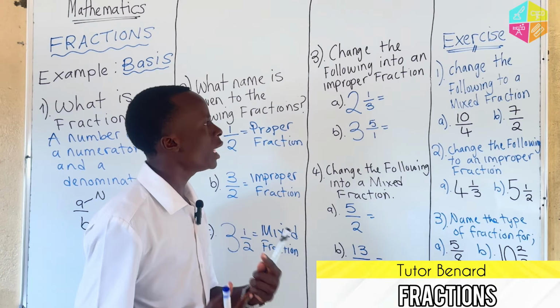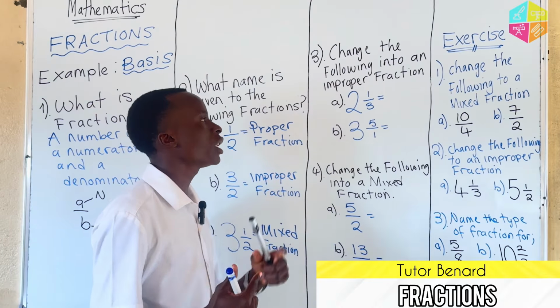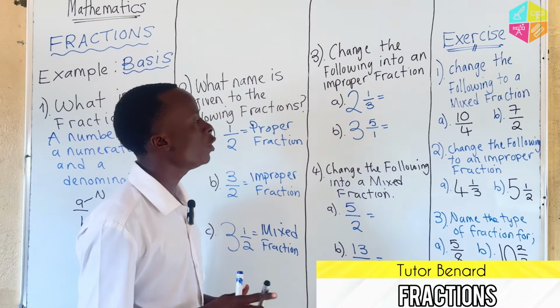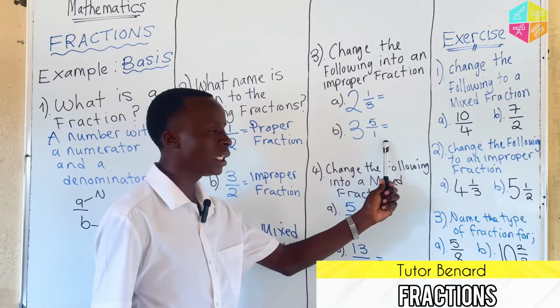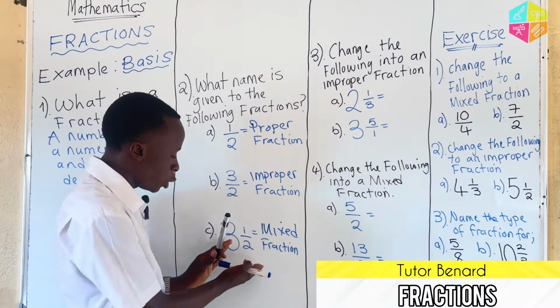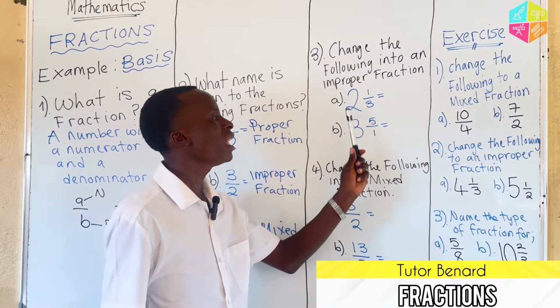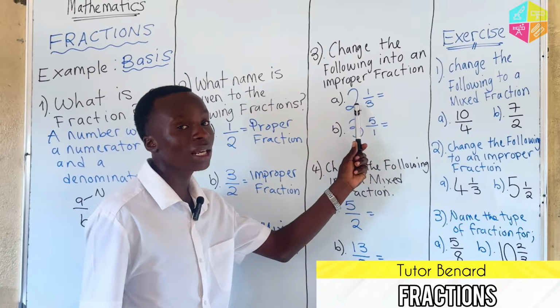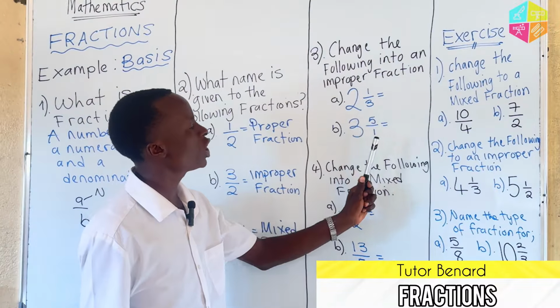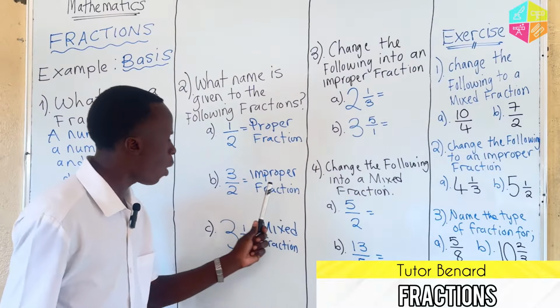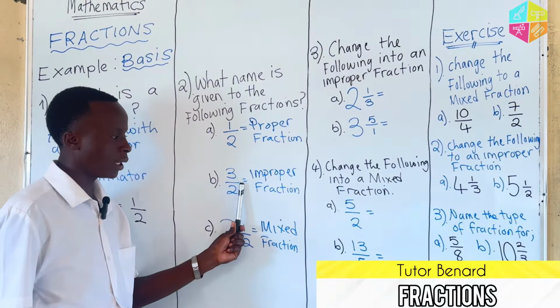When you are answering any question under fractions, the first thing you need to do is identify what you have been given. According to what we just said, whenever you have these three things, this is what we call a mixed fraction. So how do you change a mixed fraction into an improper fraction?